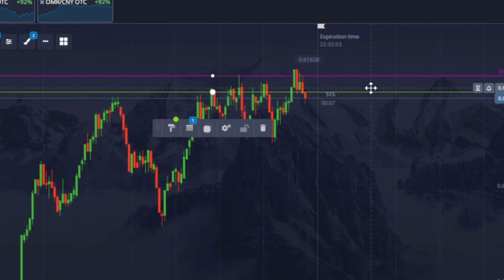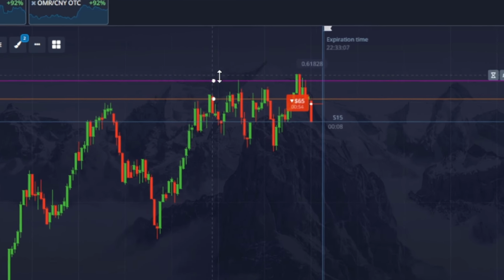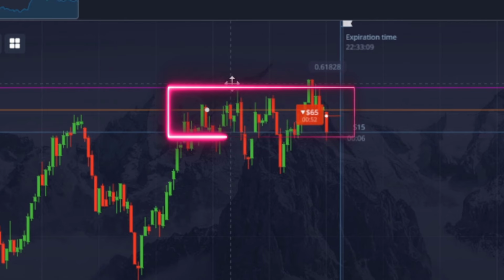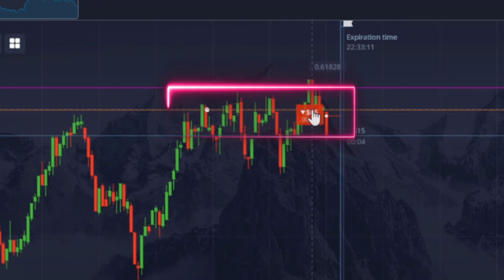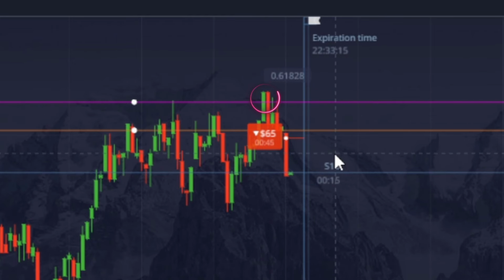Let's see that. Trying to go short. It looks like it's missing the entry with the rejection. It looks like this. I can get it, and we just try to get a correction right now because it's the best situation for us in this moment.